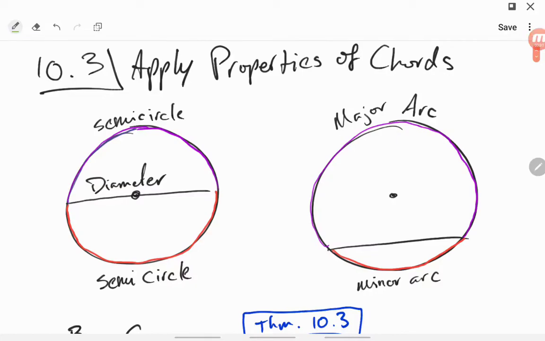Hey guys, we're talking from page 664 today in our geometry textbook, 10.3. We're going to be applying properties of chords.